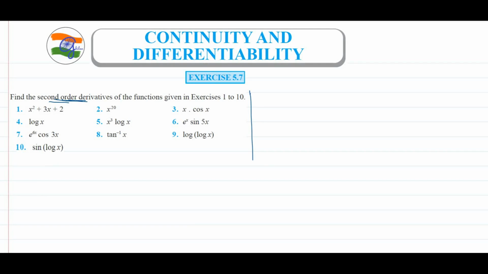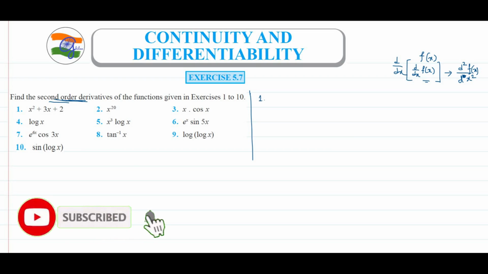So just a brief introduction about second order derivative. Suppose f of x is a function. The derivative of this function with respect to the variable it is with is called the first order derivative, and the derivative of this first order derivative is called the second order derivative. It can also be represented by d square f of x by dx square. So what we're going to do is differentiate it twice, that's all.